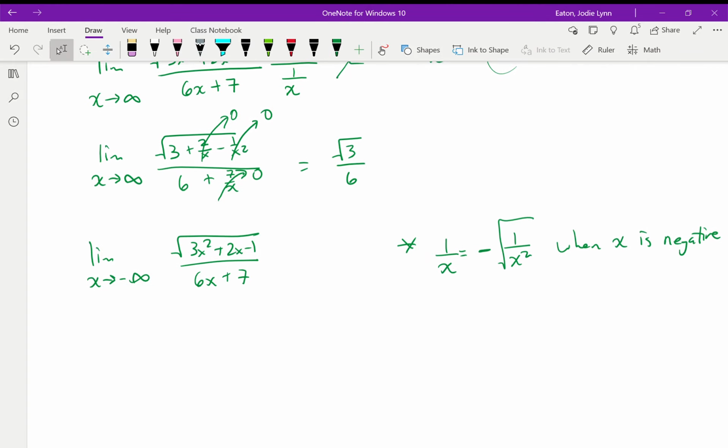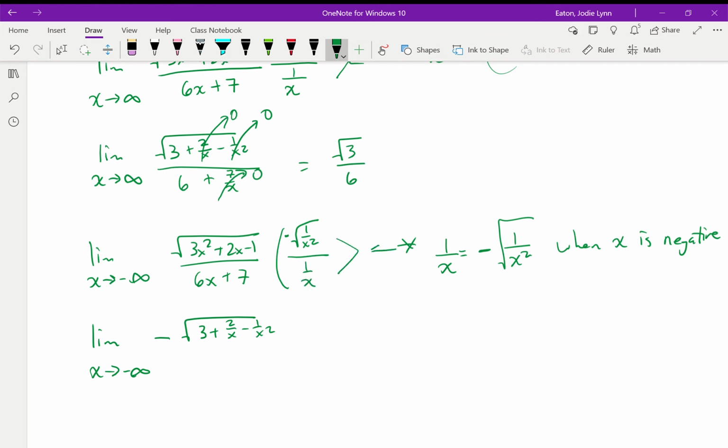So we're going to now multiply everything by negative radical 1 over x squared, and that negative can't go under the square root because it's an even root, so that negative is going to have to get pulled out front. So this is the same as the limit as x approaches minus infinity of negative radical 3 plus 2 over x minus 1 over x squared. I'm going to multiply this by negative radical 1 over x squared over 1 over x. The reason we can do this is because these are the same. We said 1 over x is equal to negative radical 1 over x squared.